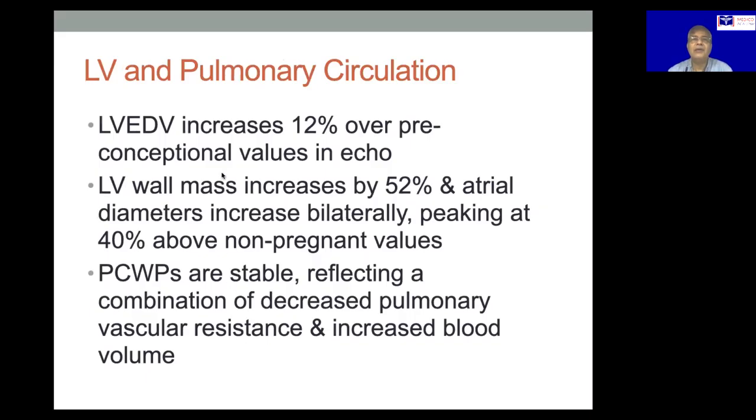The LV-EDV increases 12% over the preconception value in echocardiography. The LV wall mass increases by 52% and the atrial diameters increase bilaterally, peaking at 40% above the non-pregnant values. The pulmonary capillary wedge pressures are stable, reflecting a combination of a decreased pulmonary vascular resistance with an increase in the blood volume.